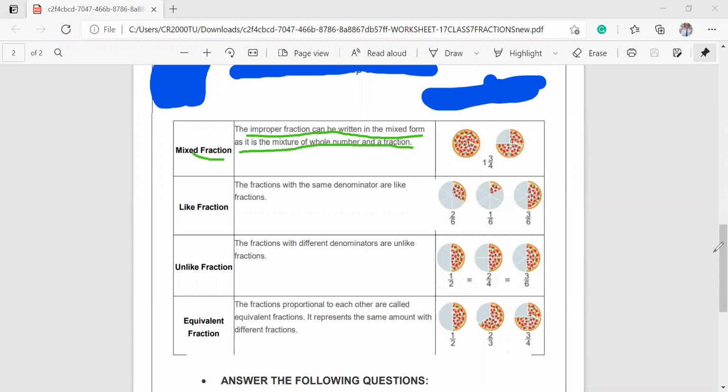Over here, the improper fraction was 7 by 4, and the mixed form of it will be 1 and 3 by 4. How have I done it? I have divided 7 by 4. So what will be the answer? Let me just write it.